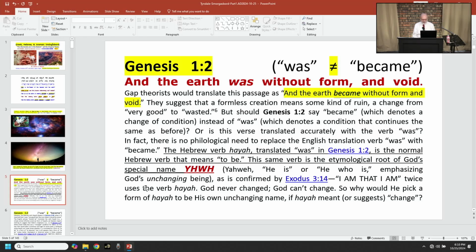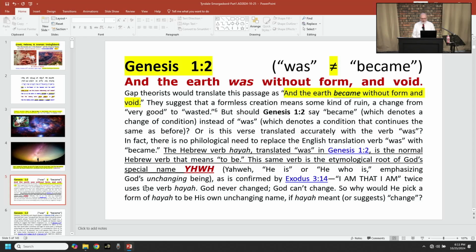And many in that group have suggested that Genesis 1:2 should be translated, "and the earth became without form and void," instead of "it was without form and void." The idea is that became would indicate some kind of a change happened. And of course, with creation being made very good, and then it ends up fallen, there is a change at some point, but not at verse 2. In fact, the word that is translated was in verse 2 should be translated was. It should not be translated became.